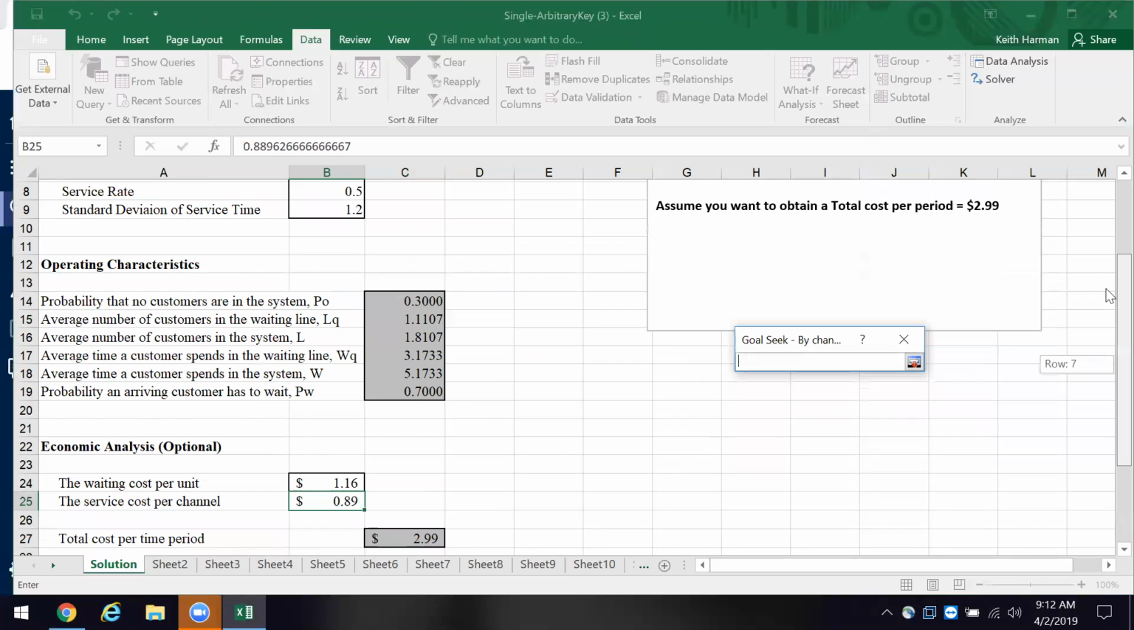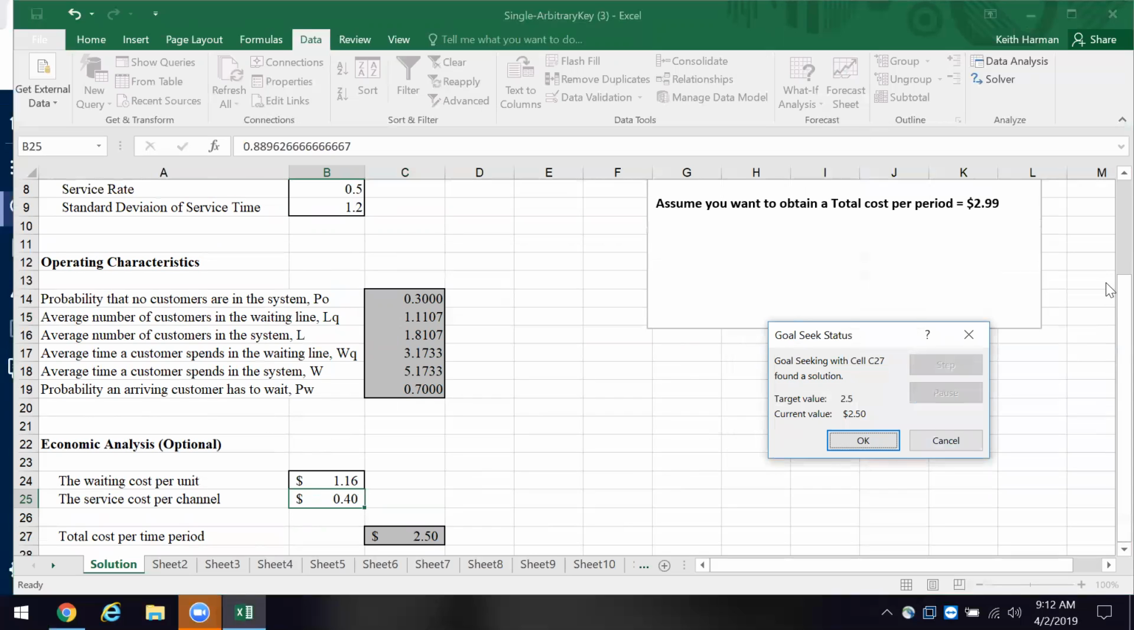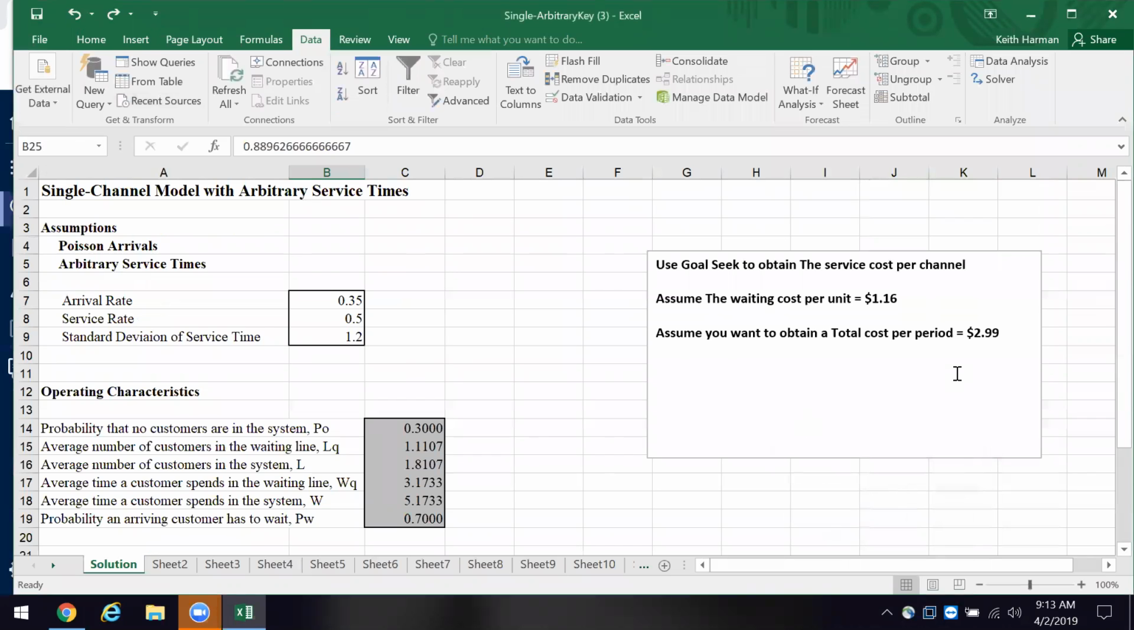I'm going to go up here and I want to change the service cost per channel. And let's see if we can get a solution. And we do. And what we see is we reduce the service cost per channel, okay? The total cost per time period is $2.50. Notice that we've reduced the service cost by basically, from the other optimal solution, it was like 89 cents. So there's almost a one-for-one trade-off for the service cost. And we'll cancel that. We'll go back to our original case.